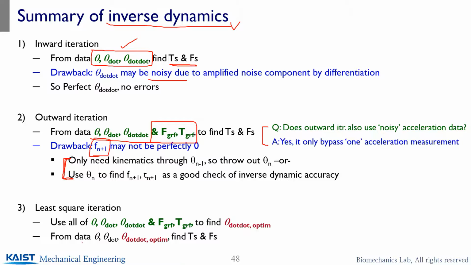To resolve those issues, least square iteration has been suggested. Among those redundant measurements, you can use them in a least square manner to find a better, hopefully a little less noisy, theta double dot estimation. Then use the measured theta and theta dot values and the estimated theta double dot value for the inward iteration of inverse dynamics to calculate the joint torques and joint forces.